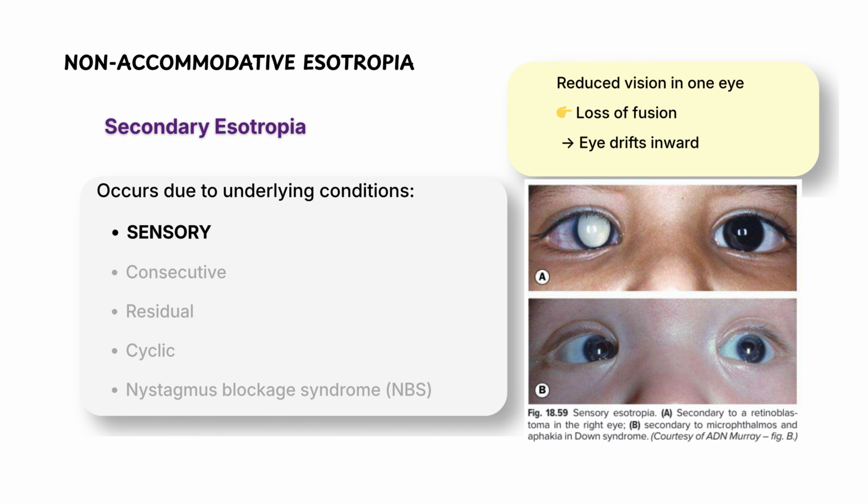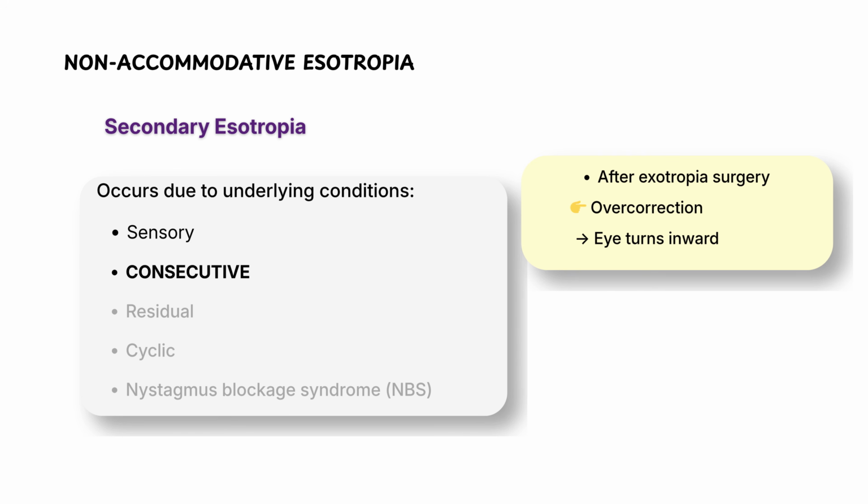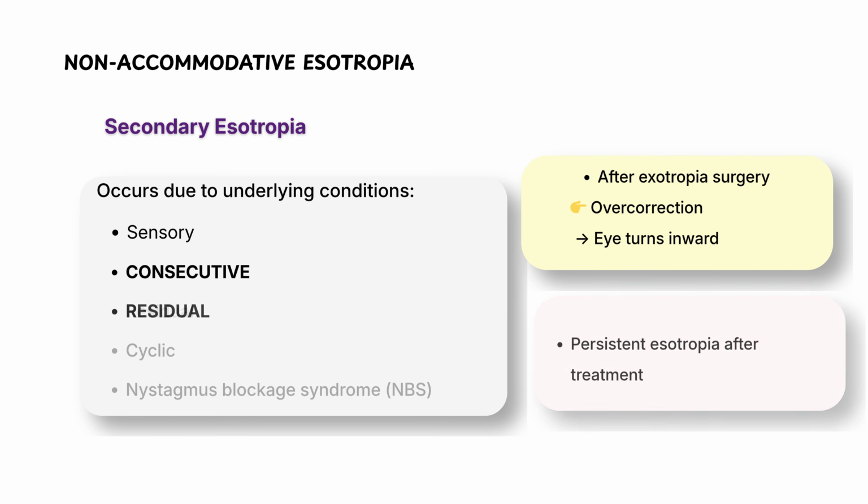Sensory esotropia occurs when one eye has reduced vision. Because the brain cannot combine images properly now, because of difference in their clarity, the fusion is lost and the eye gradually drifts inwards. This is the sensory esotropia. Consecutive esotropia occurs after surgery for exotropia. In simple terms, the correction overshoots and the eye now turns inwards. Residual esotropia is simply the persistent inward turning of the eye following the corrective surgery for the esotropia.